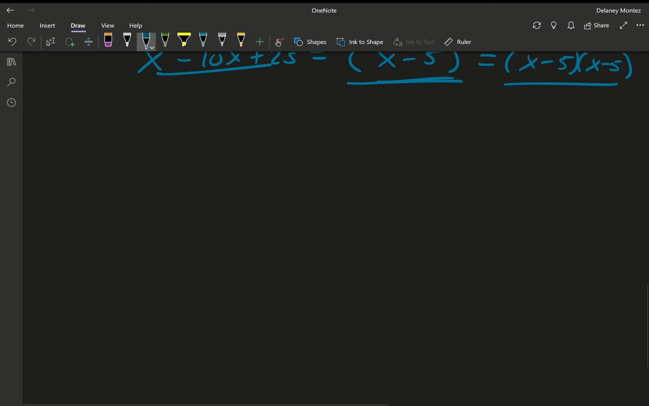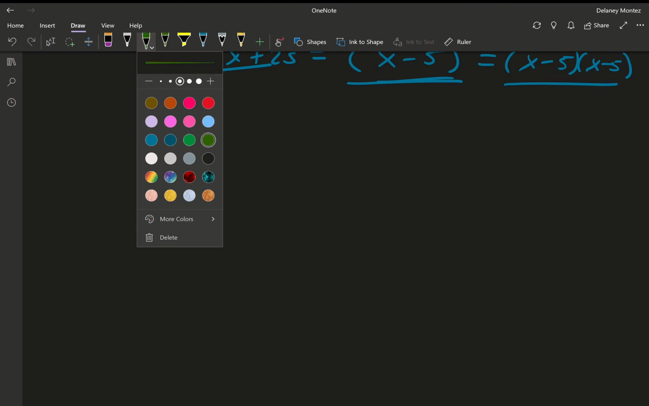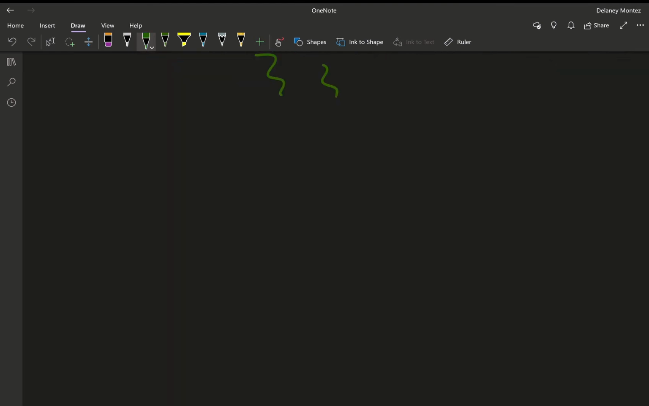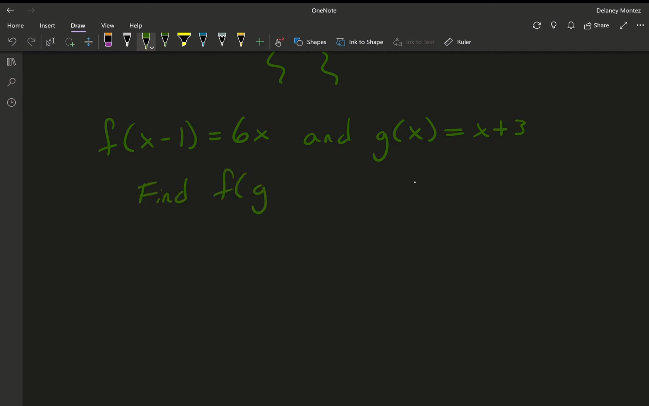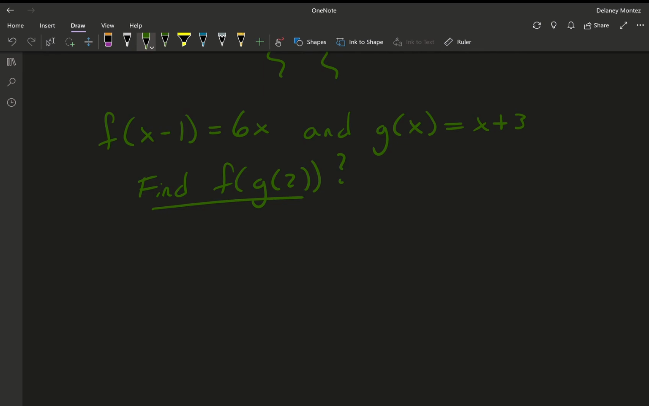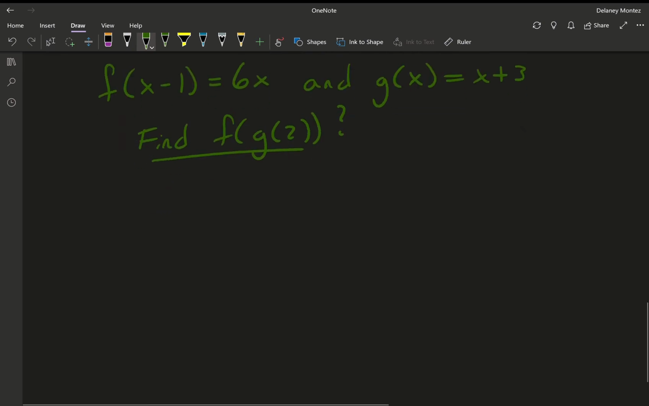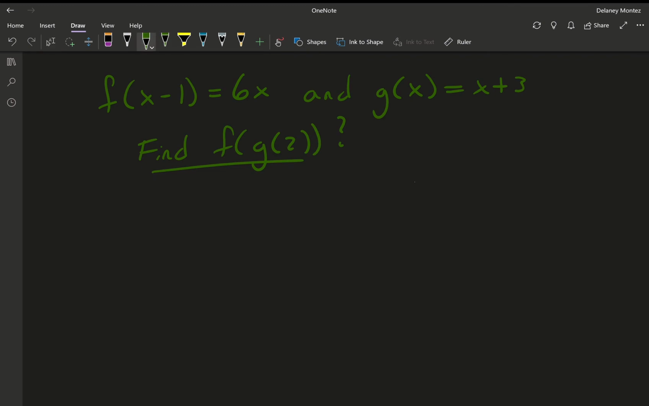Let's see, we have f of x minus 1 equals 6x, right? And g of x equals x plus 3. Find f of g of 2. Find this. Okay, so similarly to last time, pause the video, attempt to solve it, and click back when you think you have a solution.